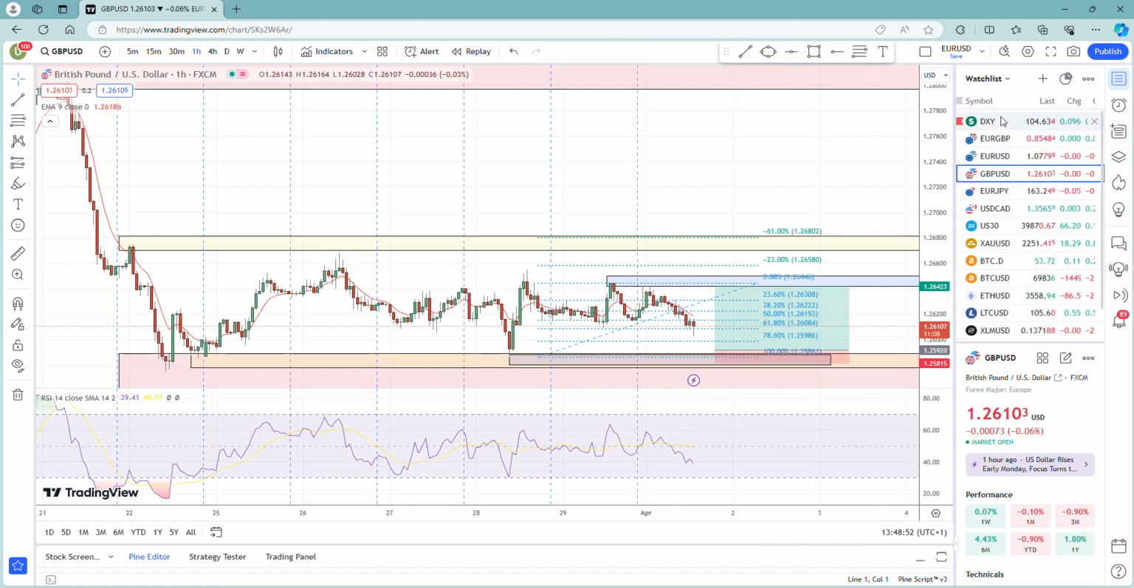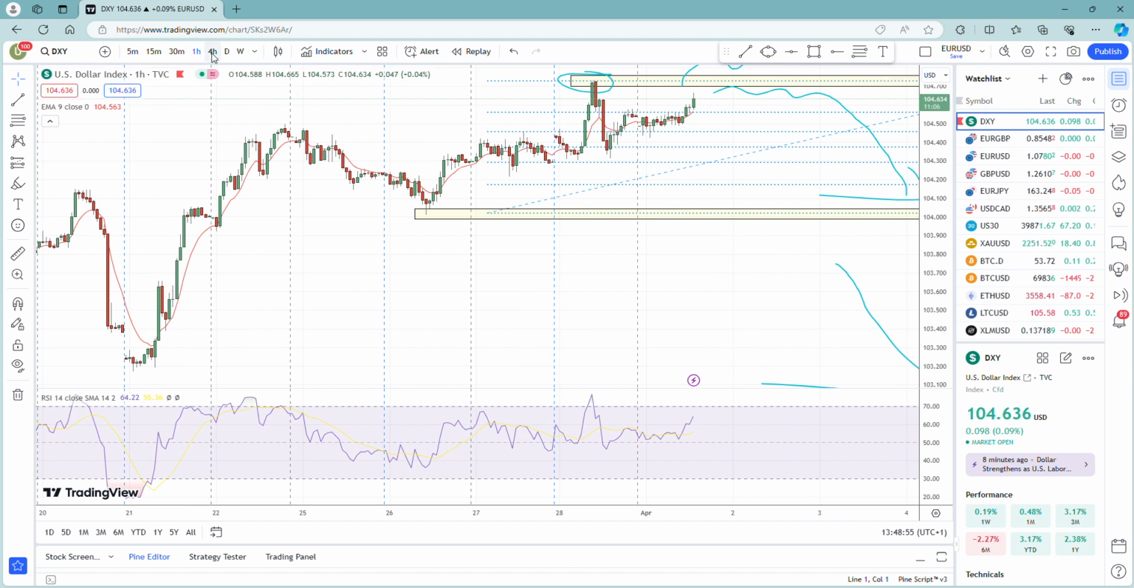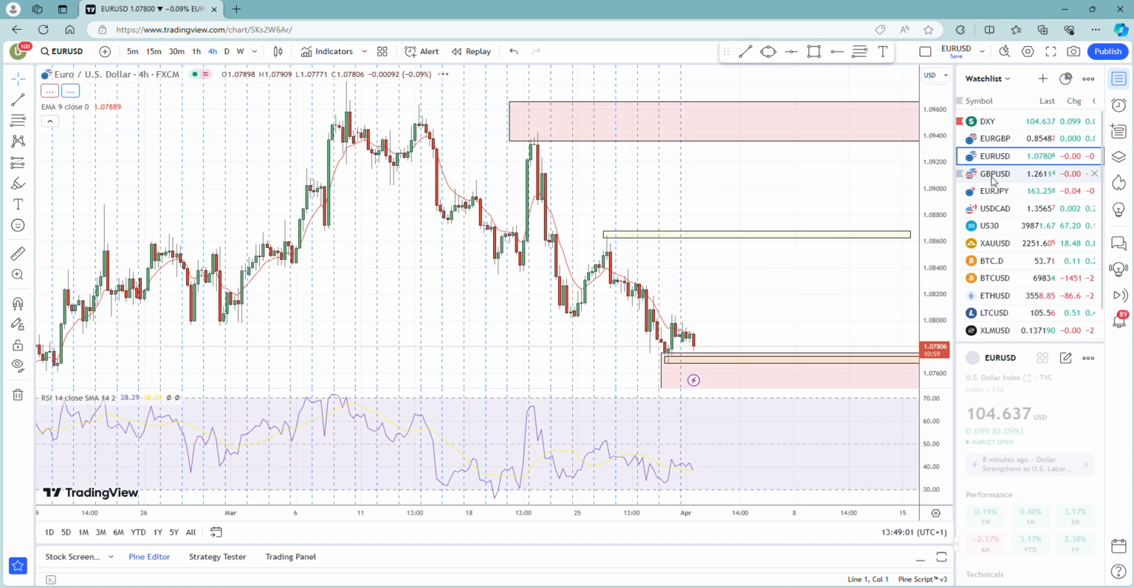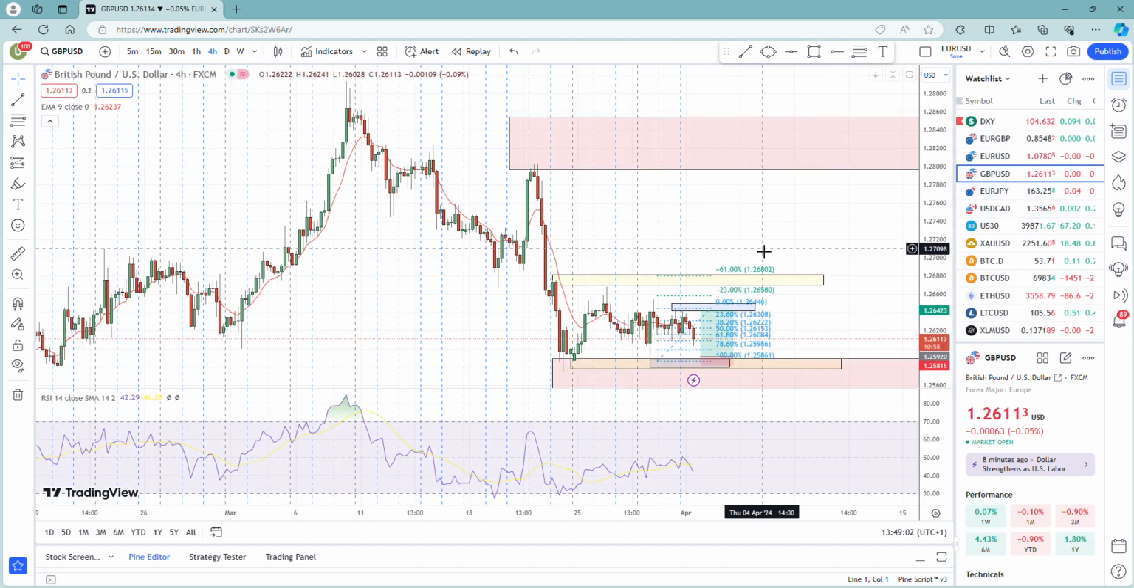I hope you enjoy this quick analysis of how to trade the USD pairs. Remember, you always start on the dollar index. So we're looking, if it's close to support or resistance, that would indicate where your USD pairs are going.